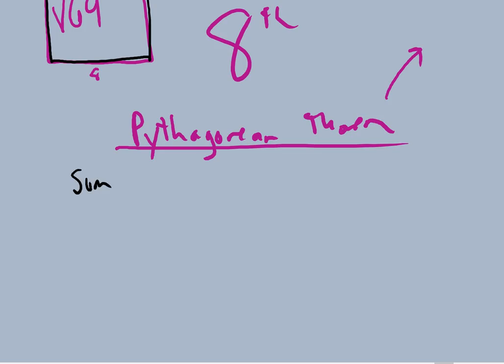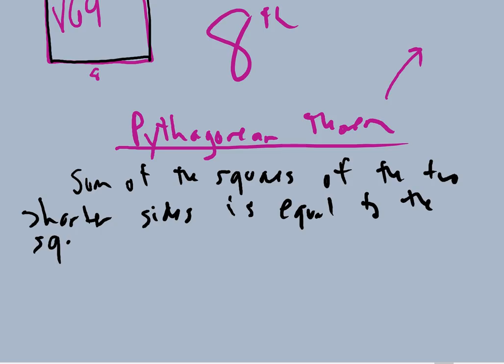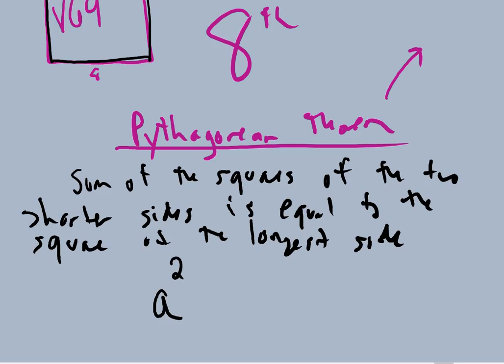the sum of the squares of the 2 shorter sides is equal to the square of the longest side. This is how you would write it in English. How you would write this in math is you'd say you take one side and you square it, and you add it to this other side and you square that, and that is equal to the longest side squared.